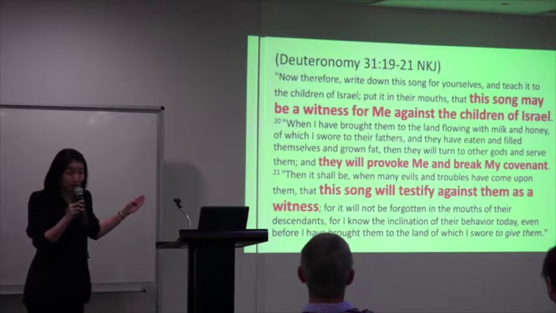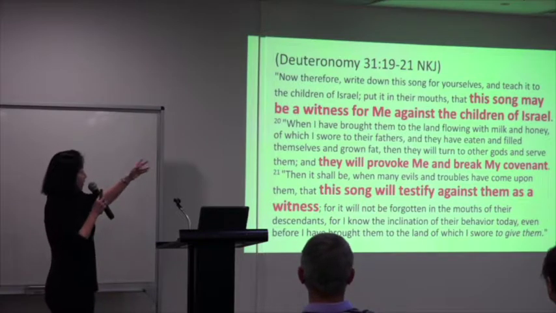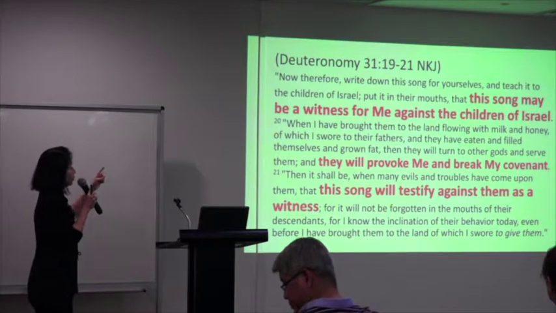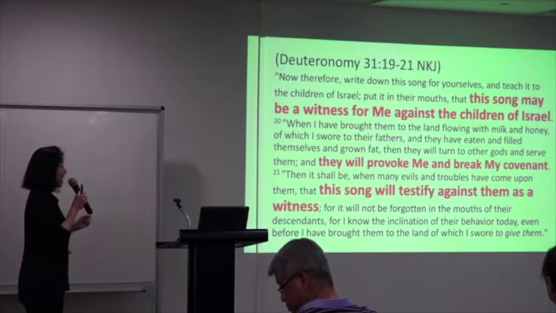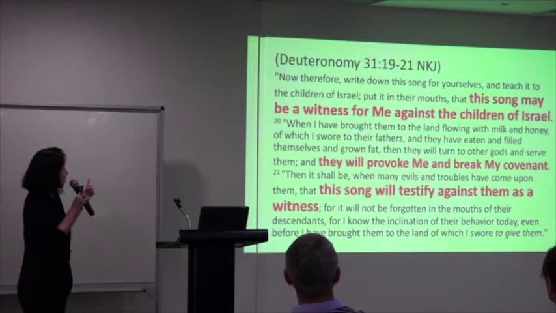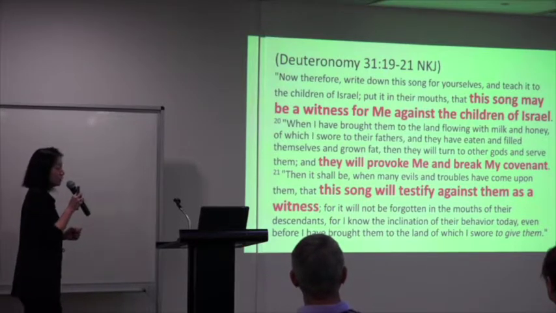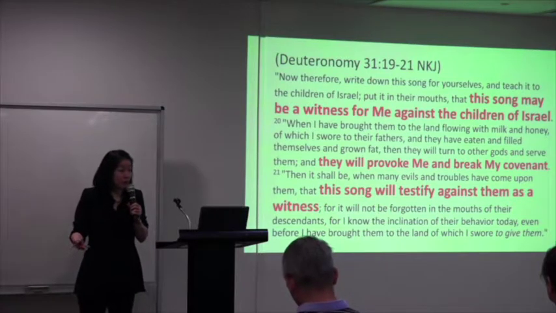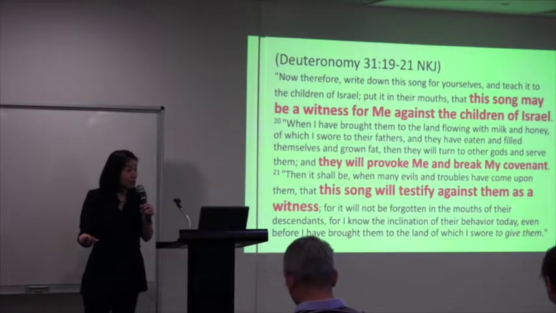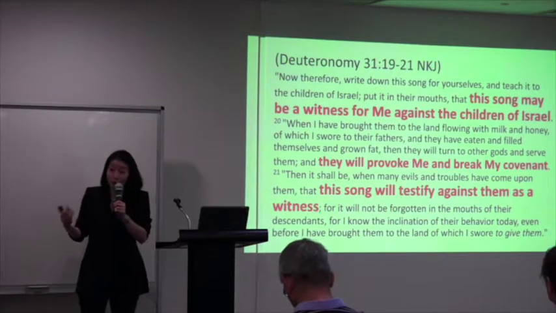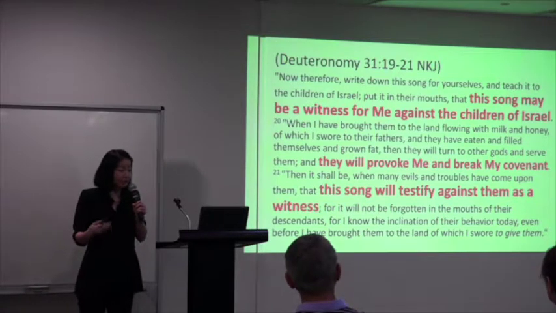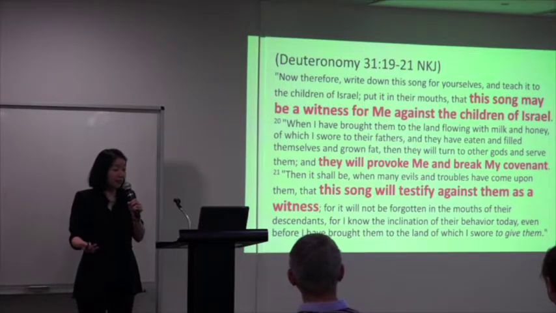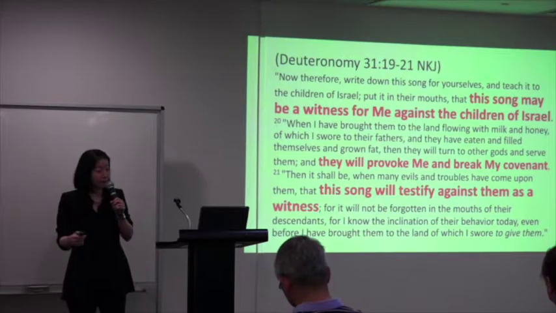He said, write it down. Write this song down. This song is Deuteronomy 32. Write it for yourselves, and teach it to the children of Israel. Put it in their mouths, that this song may be a witness for me against the children of Israel when things are going well for you. When I brought them to the land flowing with milk and honey, of which I swore to their fathers, and they have eaten and filled themselves and grown fat, then they will turn to other gods and serve them, and they will provoke me and break my covenant.